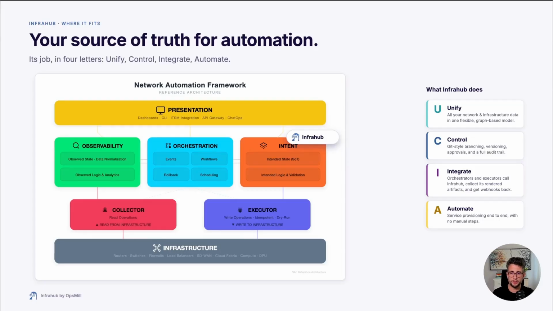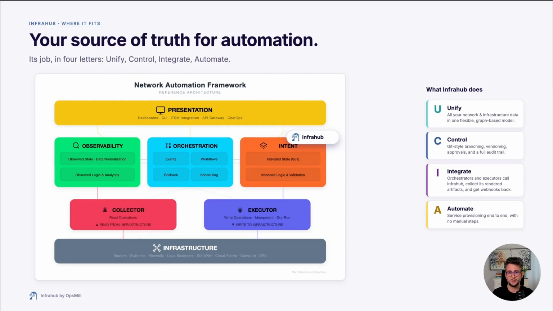To answer this question, I like to take the NAF, which is the Network Automation Framework. It's a reference architecture which should help all of us in the field to gauge basically where application in the network automation space fit in. Infrahub fits in the intent state and fulfills the job of the source of truth, like Netbox and others in that domain. How we do things, though, we try to do it differently than others.